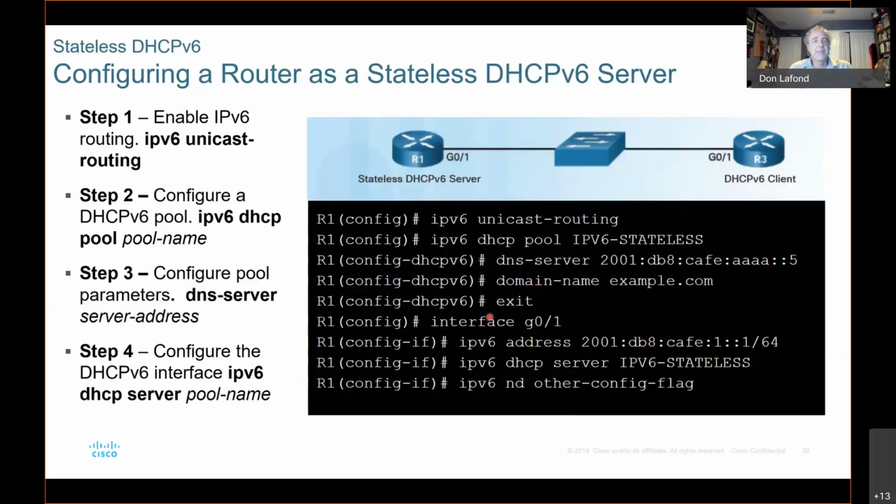Then configure a DHCPv6 pool, and the command is IPv6 DHCP pool, and then give it a name. It's the same command less the v6 that we had for v4. v4 was IP DHCP pool and then the name. Do the same thing with v6, and then configure pool parameters, including the DNS server, and then whatever that server address and any other thing you want to put in there, like domain name, for example, and then configure the flag. You see here they are configuring the other flag.